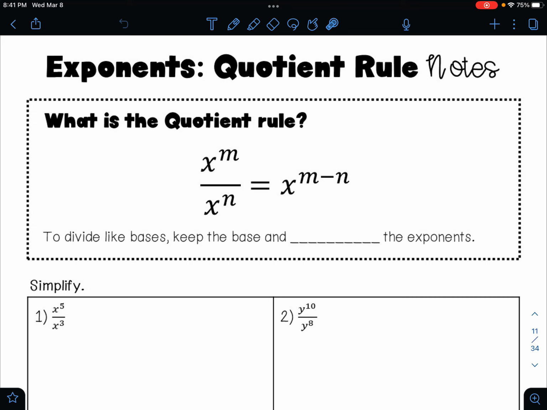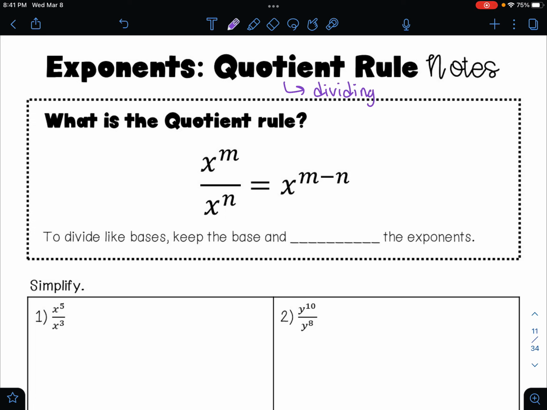In this video, we're going to talk about the quotient rule. So remember, in math, the word quotient means that you are dividing. So what is the quotient rule?